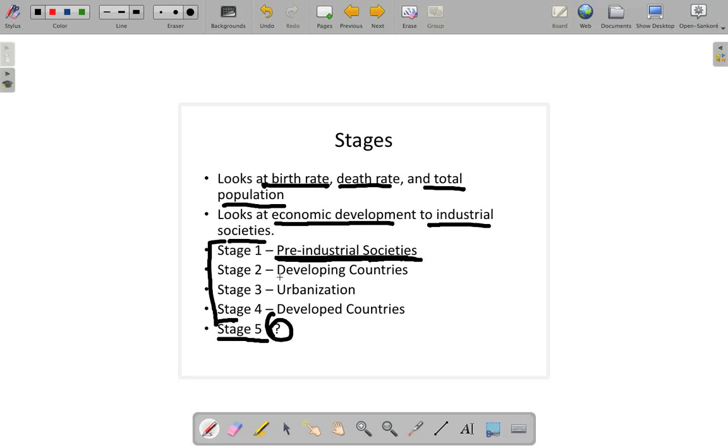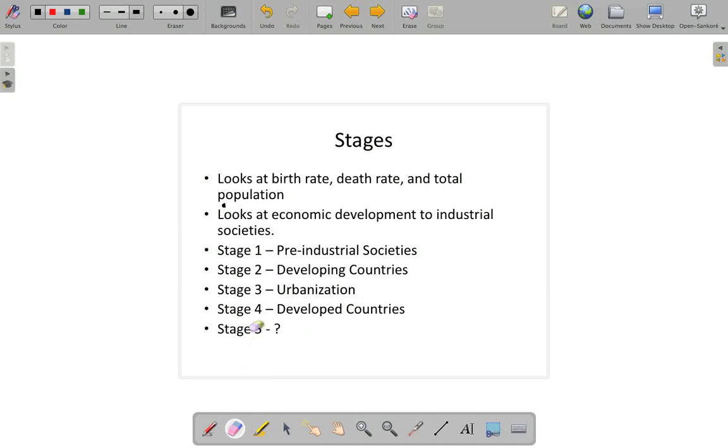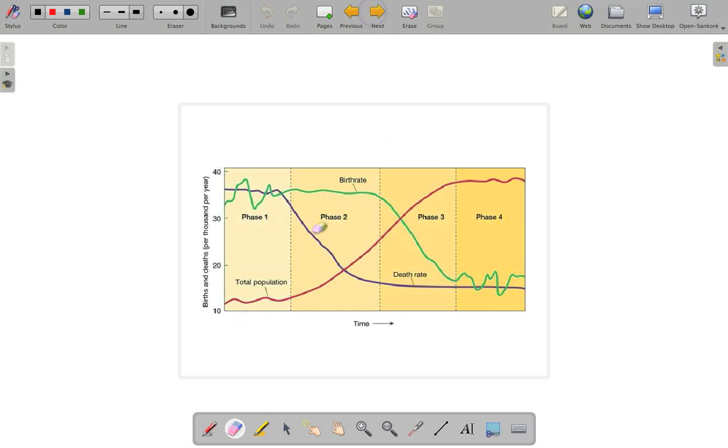The next is stage 2, or phase 2, which is a developing country. These are going to be poor countries that are developing. Next would be urbanization, which means you're leading more towards cities. People are moving more towards cities and becoming more technologically advanced. And the last we'll look at is developed countries. All right, so let's look at our model.